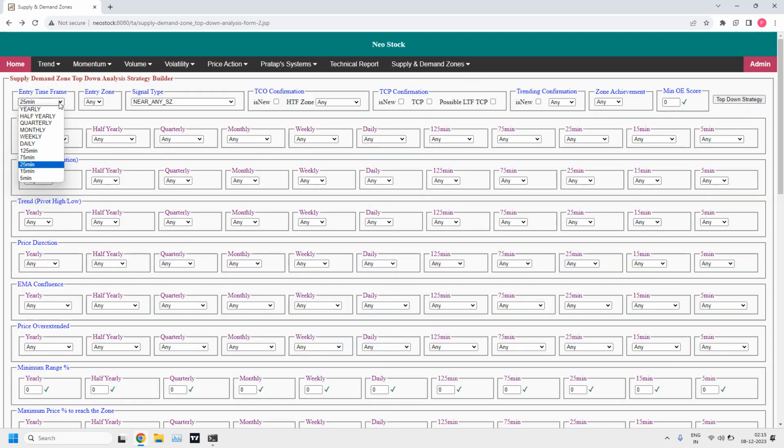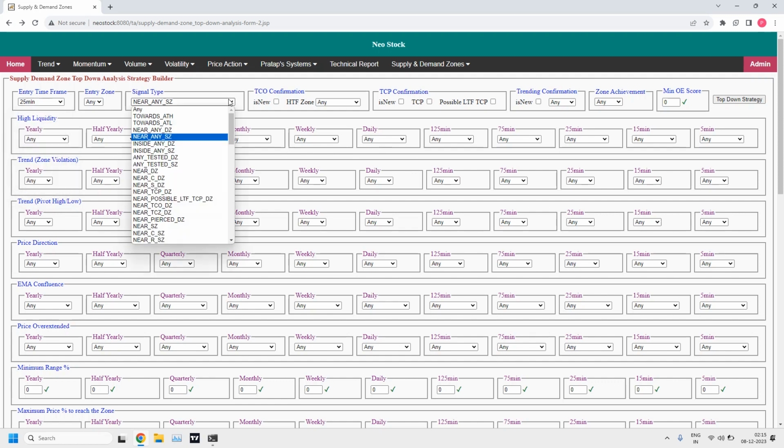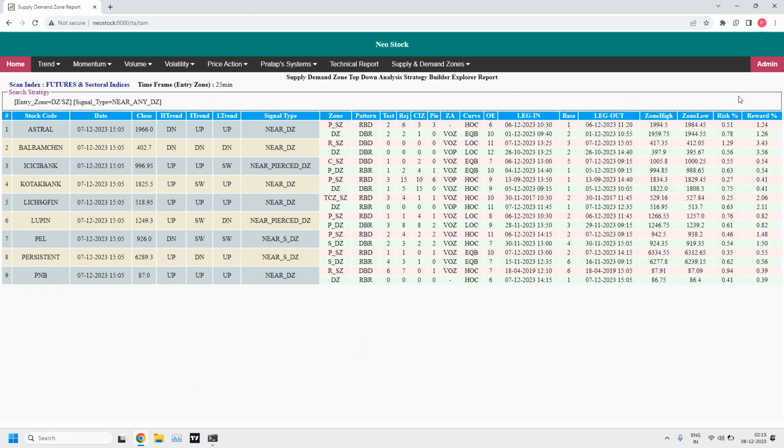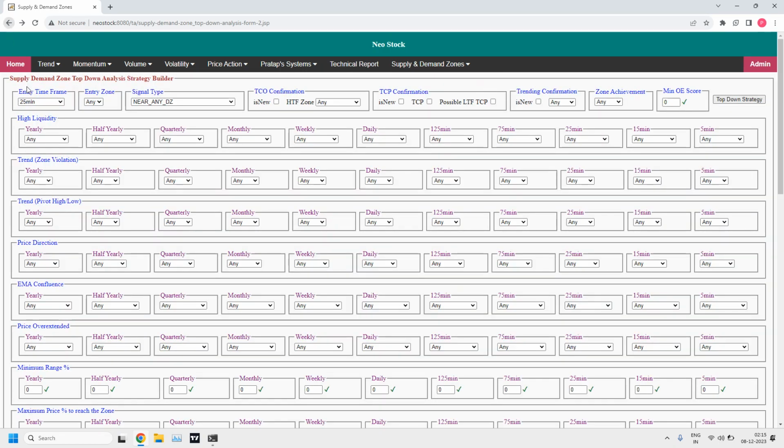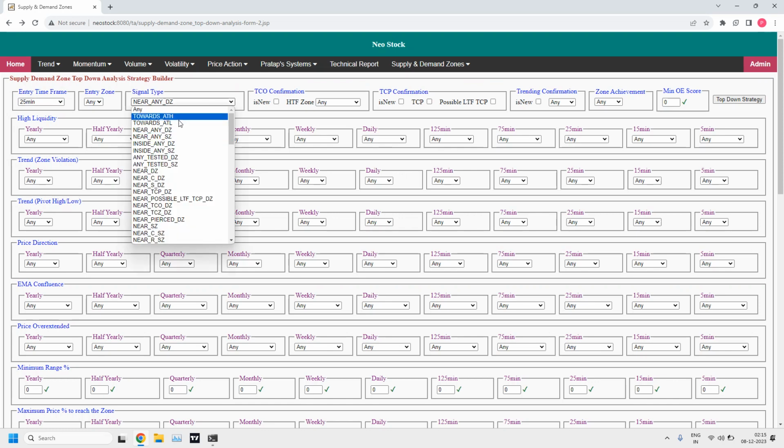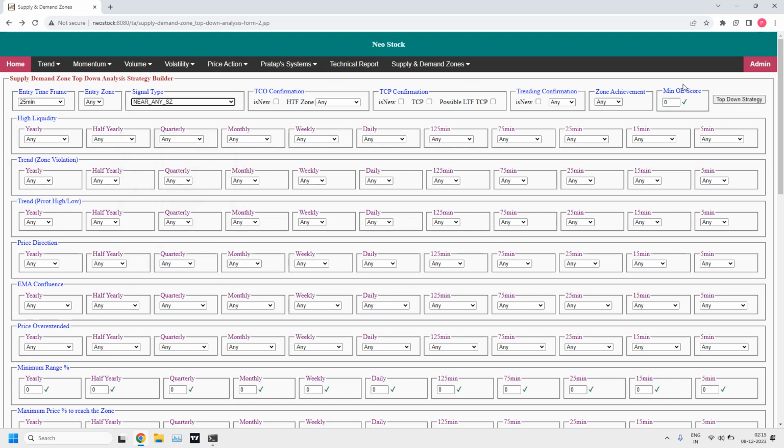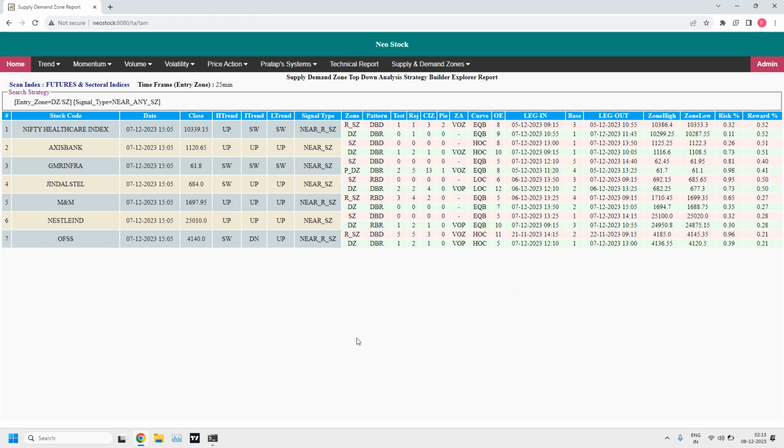Entry time frame is 25 minutes. Let us find the stocks near to the 25 minutes demand zone. So 9 stocks are filtered near to the 25 minutes demand zone. So let's go back. Entry time frame is 25 minutes. Let us find the stocks near to the 25 minute supply zone. So 7 stocks are filtered near to the 25 minute supply zone.